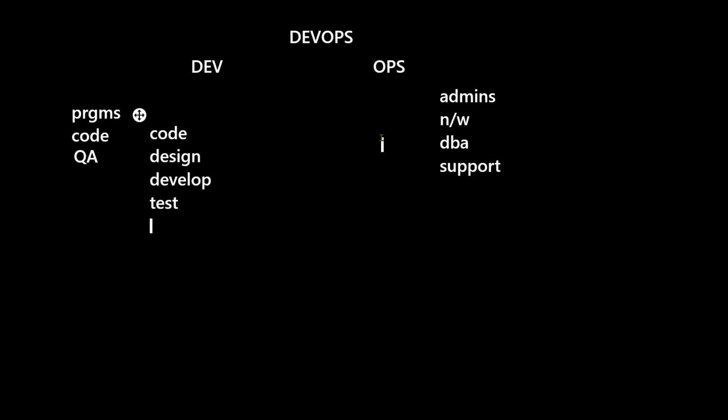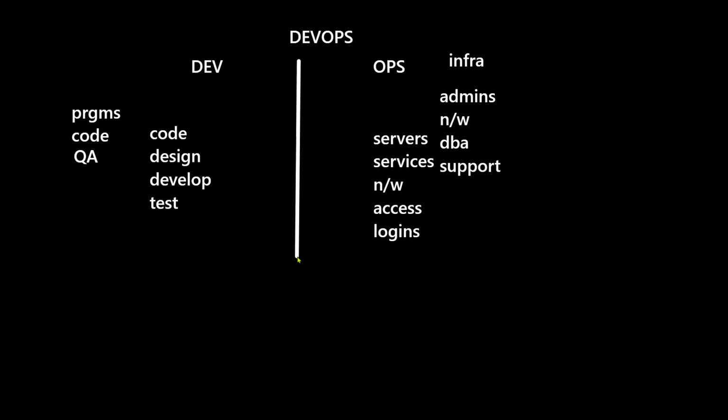Similarly, ops teams, what is their major task? They manage the servers. They take care of the services running on the servers. They take care of network connections, access, logins. All of this will be taken care of by the ops team. In short, we can say infra management is taken care of by the ops team. So these are the two teams who work for developing an application.